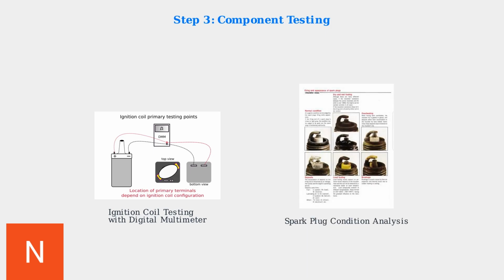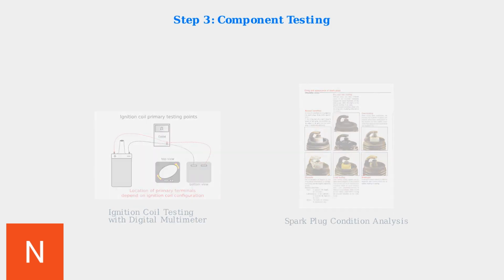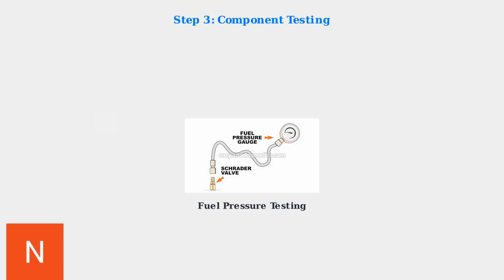Spark plug condition tells us a lot about engine health. This chart shows different spark plug appearances and what they indicate about combustion quality and potential problems. Fuel pressure testing is critical. Low fuel pressure can cause misfires under load conditions. Use a fuel pressure gauge connected to the Schrader valve to verify proper pressure.